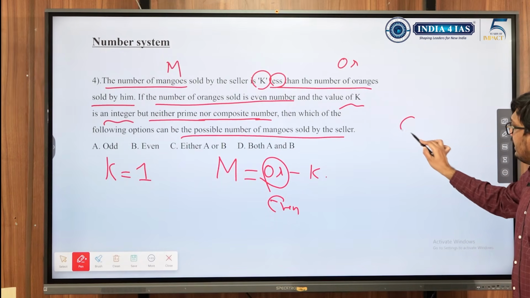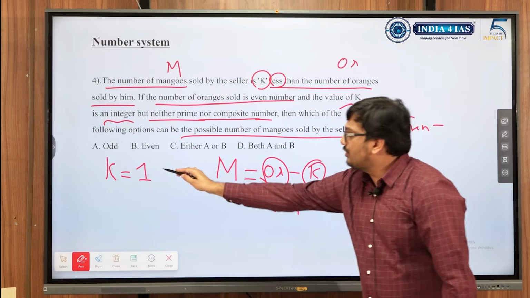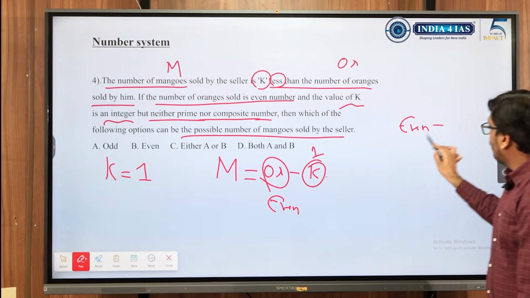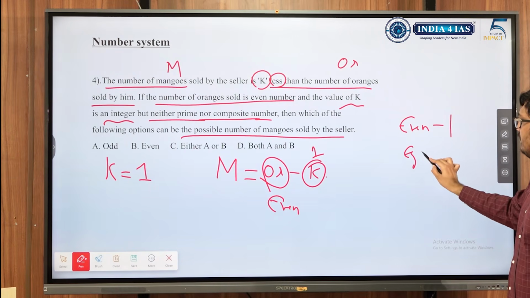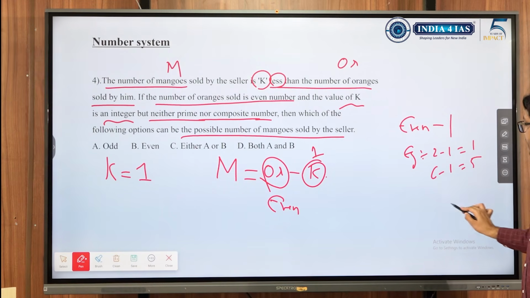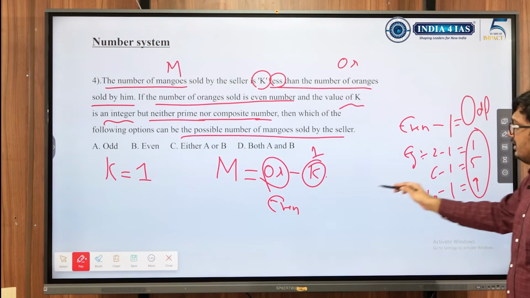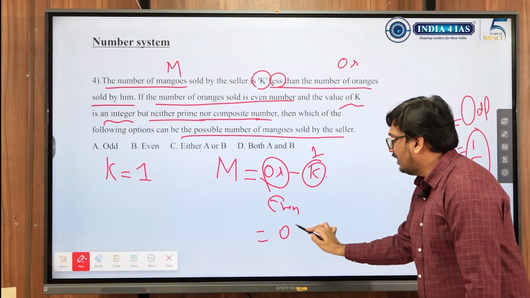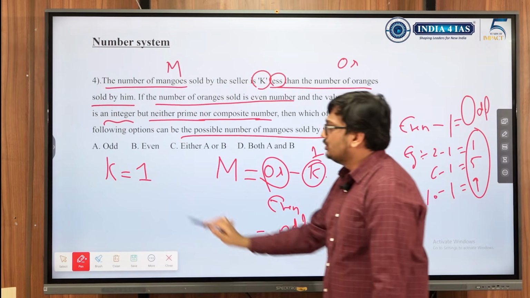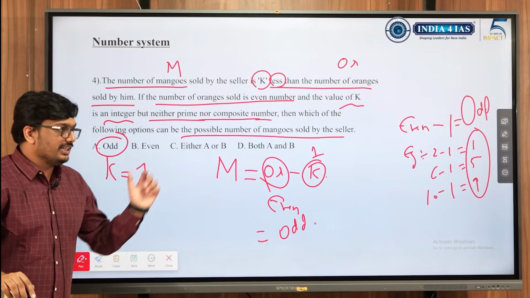Any even number minus, you know the value of k as 1, even minus 1. Take any example: 2 minus 1 is 1, 6 minus 1 is 5, 10 minus 1 is 9. Even number minus 1, the answer will always be odd. So directly you can say the answer is an odd number. Number of mangoes sold will be an odd number. Okay, let us see the next question.